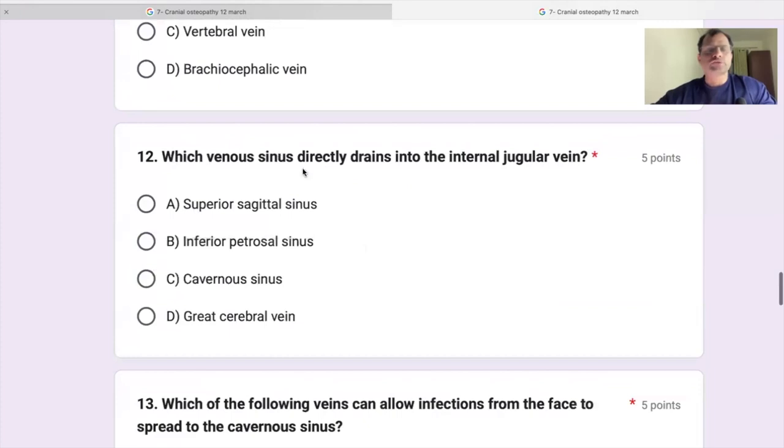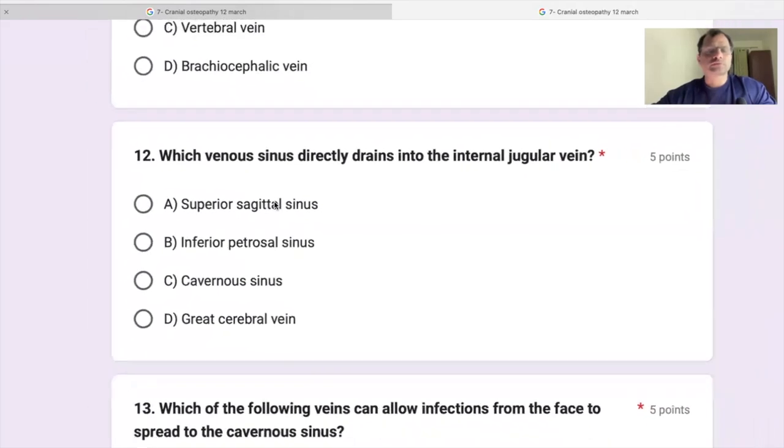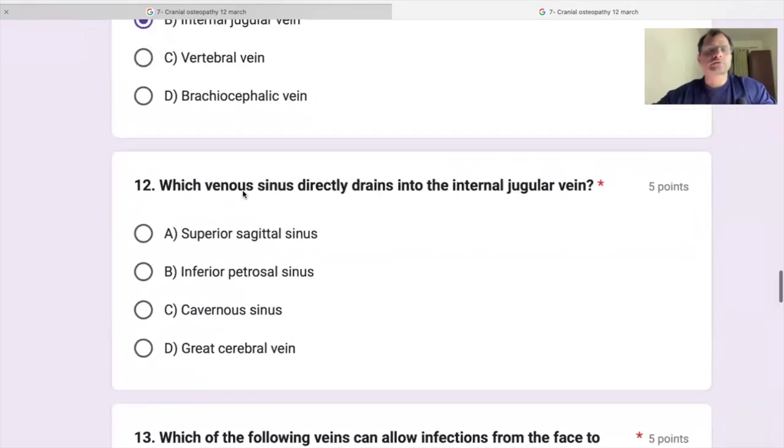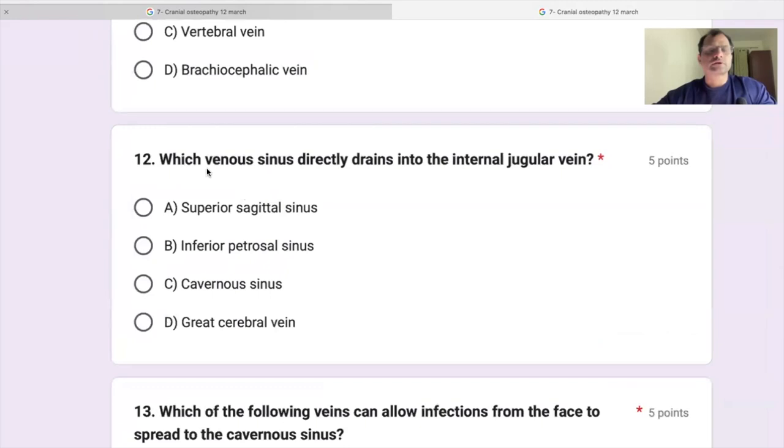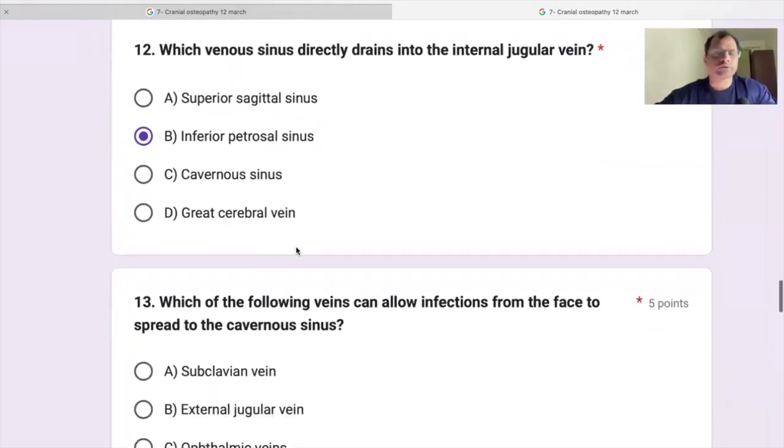Question number 12. Which venous sinus directly drains into the internal jugular vein? Ophthalmic vein? The ophthalmic vein option is not there. Oh, sorry, the previous one, inferior petrosal sinus. So which venous sinus directly drains into the internal jugular vein? B, inferior petrosal sinus directly goes into the internal jugular vein.